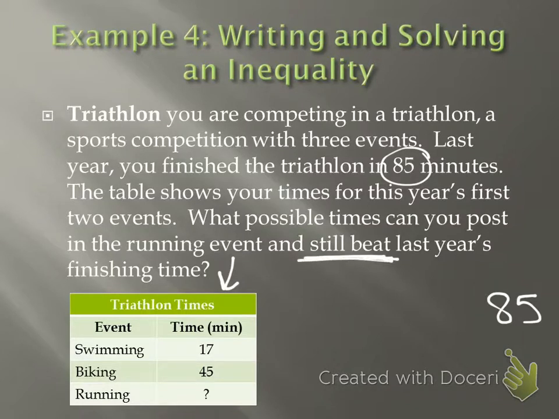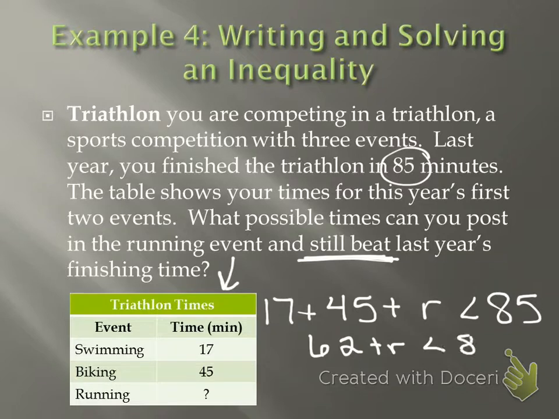If you're going to beat it, can you have the same time? No, you have to get less. Can it be greater than 85? No. If you're going to beat it, it has to be less than. So I'm going to add 17 plus 45 plus R for running is less than 85. 17 plus 45 gives me 62. 62 plus R is less than 85. Subtract 62, and R is less than 23 minutes.